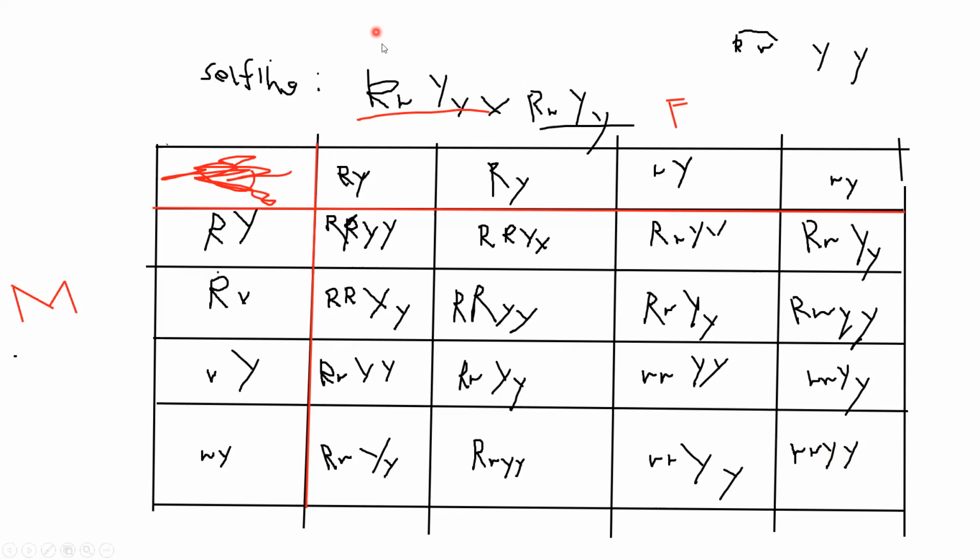Now, another thing is, if you remember from the beginning, what were the parents? What were the genotypes of the parents? Round and green. Wait, one second. Round and yellow. Round and yellow. Then we have this one.